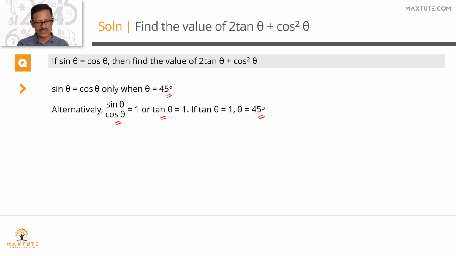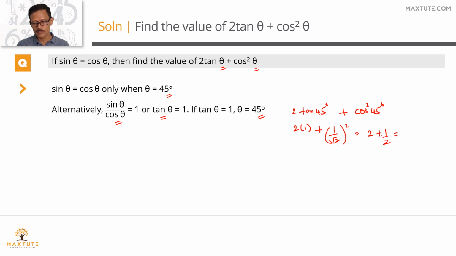Let's replace all this theta with 45 and find the value. So trying to find the value for the expression 2 tan 45 degrees plus cos square 45 degrees. Tan 45 is a 1. So 2 times 1 is the value of the left part. Cos 45 is equal to 1 by root 2. We have a cos square 45, so it is 1 by root 2 the whole square. So 2 times 1 is a 2. 1 by root 2 square is a 1 by 2.